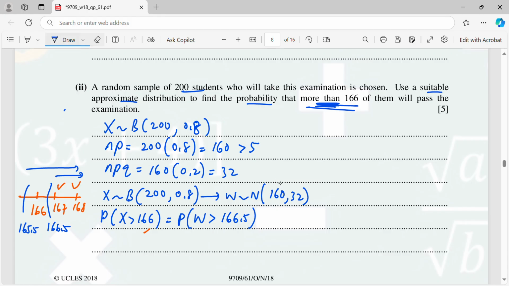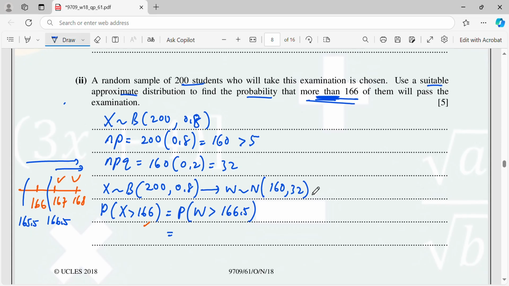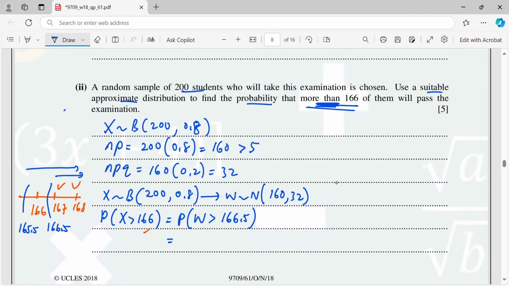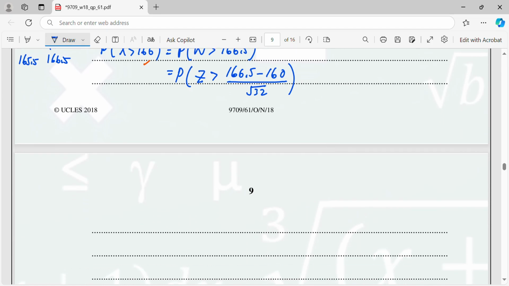Then now I need to standardize it. So I have to change the W into Z. Okay, so here I will write P(Z more than (166.5 minus the mean 160) over square root of 32). Then from here, you will be getting P(Z more than 1.149).